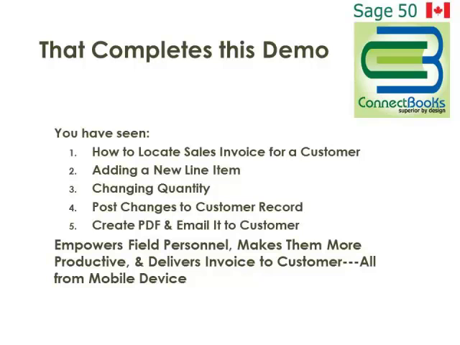You have seen how to locate a sales invoice for a customer, what it takes to add a line item to an invoice, how to change the quantity of a line item, how to post the changed sales invoice and update the customer record, and how to create a PDF and email it to the client. What does this mean? You have empowered field personnel to do what historically had to be done in the office. Your field staff is more productive, and the sales invoices are delivered to the customer sooner.